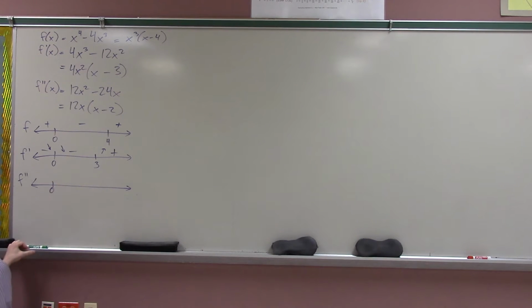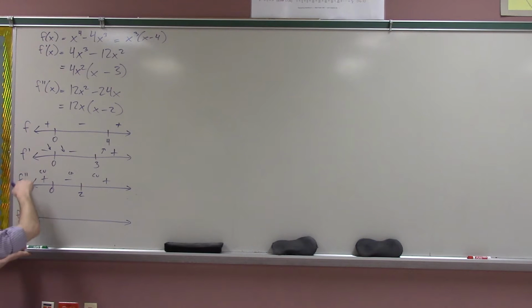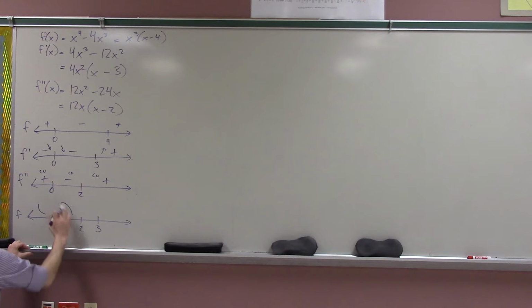There's a 0 at 0, and there's another one at 2. Quadratic, end behavior positive, so plus, minus, plus, which means it's concave up, concave down, concave up. And now I superimpose these, the f prime and the f double prime number lines. Some interesting things happen at 0, at 2, and at 3. On the interval negative infinity to 0, it's decreasing concave up, so that's like that. On the interval from 0 to 2, it's decreasing concave down, so that's like that. From 2 to 3, it's decreasing concave up, so like that. And from 3 to infinity, it's increasing concave up.